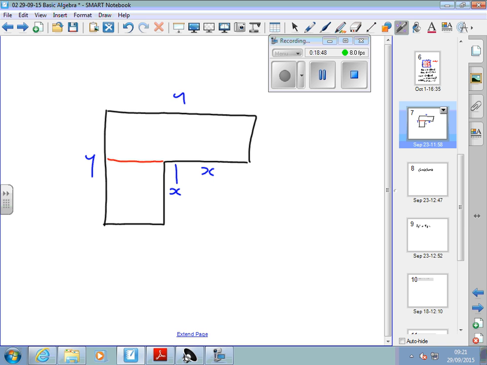Well, I know that length is x. What I need is this length. I know that this length is y. What I need is this length. So the first thing I've got to do is to write down an expression for this side. Suggestions? Y minus x. Good. Y minus x would be an expression to represent that side. Have a look at it. See it.